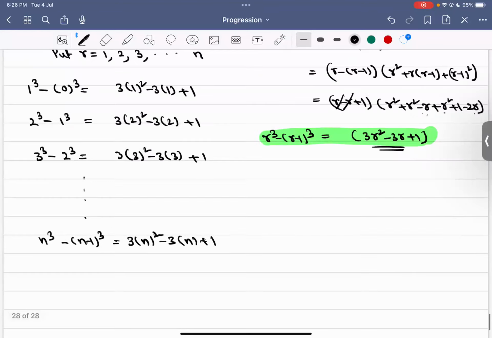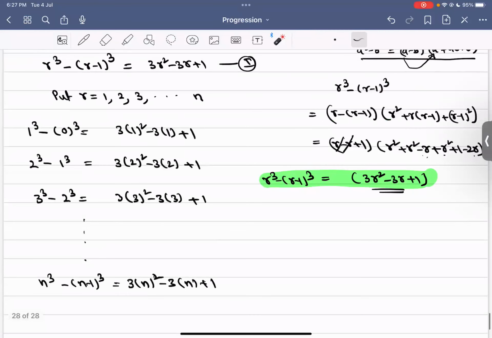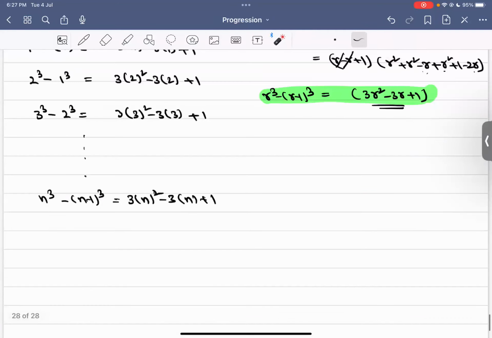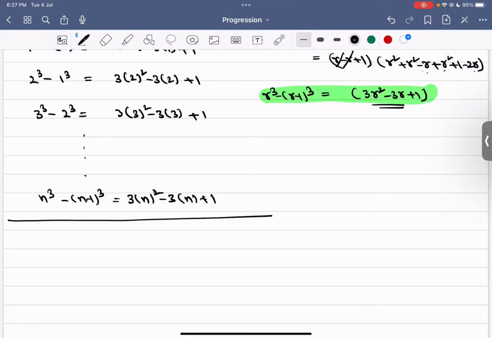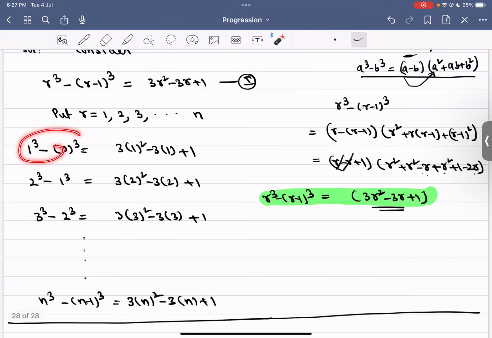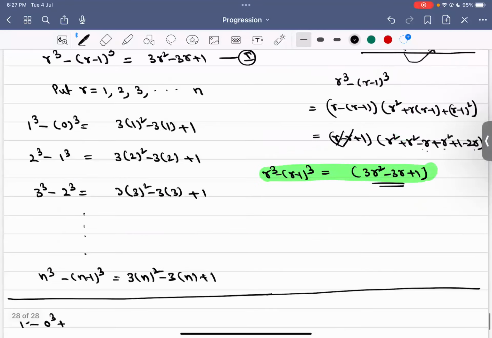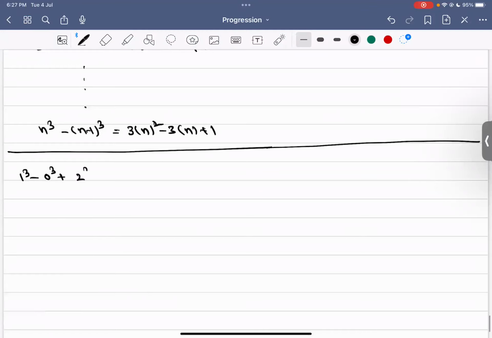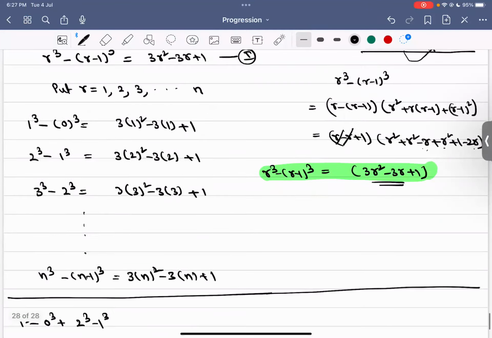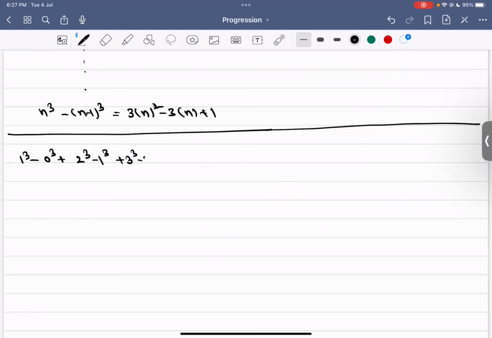So next, now add all these equations. If you add, then what do you get? If you add the left hand side terms, you will have it like this: 1 cube minus 0 cube, first term. Second term is 2 cube minus 1 cube, plus 3 cube minus 2 cube, plus etc. up to n cube minus n minus 1 whole cube. This is the left hand side.